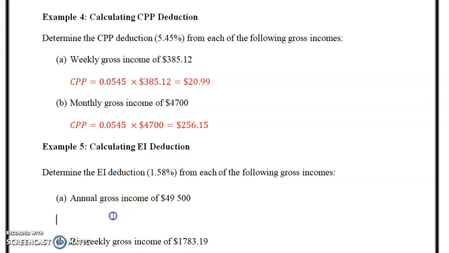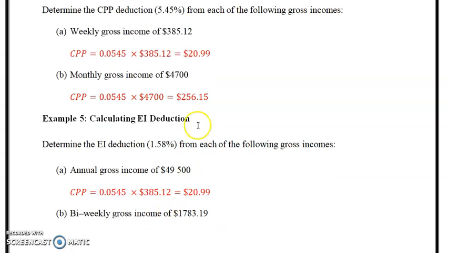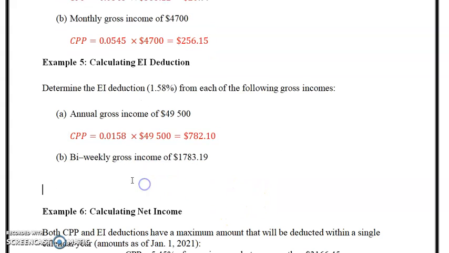Alright, next is the EI calculation. So for EI, remember the percentage is smaller, it's 1.58%. So that's 0.0158. We're doing it of annual income this time, $49,500. So we're going to multiply $49,500 by decimal 0.0158, and we get $782.10, and that is still under the threshold of $889. If you do recall, there is a maximum. Sorry, change that to EI deduction.